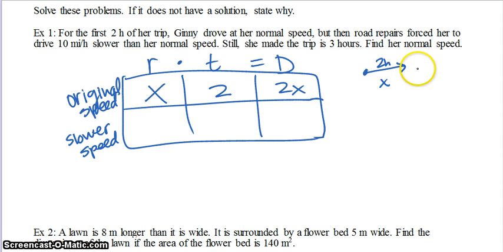Then she had to go 10 miles an hour slower for some more time, but she still made the trip in 3 hours. Her slower speed is 10 miles an hour slower, so we're going to say x, and then we subtract 10. So she went x minus 10. Now, we know she drove the first trip in 2 hours, and the total was 3. So 3 minus 2 is 1, so we're left with 1 right here. That gives us x minus 10. All right, everything's looking good. We have our chart filled out.